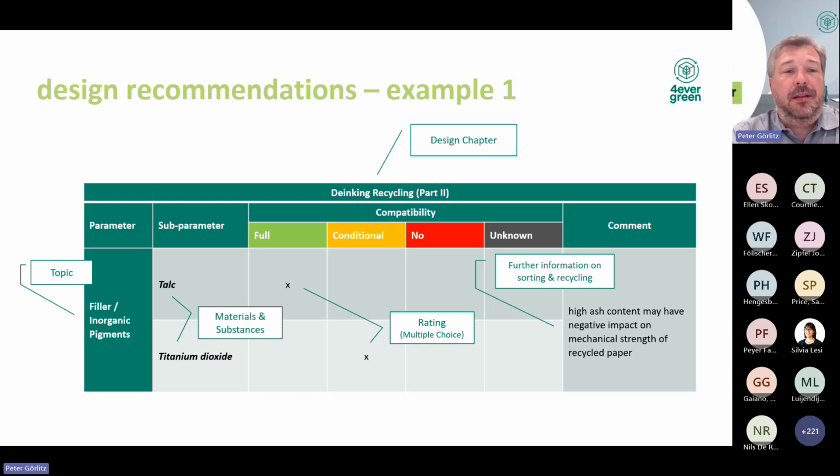In our case, you can see that talc is fully compatible with recycling in the de-inking paper mill, whereas titanium dioxide is only conditionally compatible. The further information is that if you put a lot of this into your packaging, it might have a negative impact when it comes to recycling because it weakens the strength of the recycled paper.